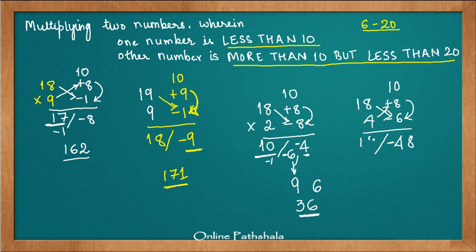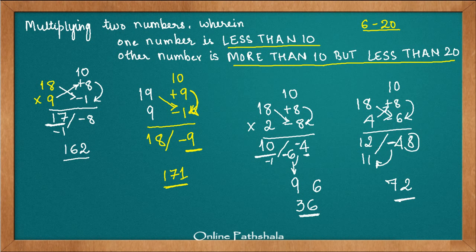Now our first step is to take this number 8 and subtract it from 10. So 10 minus 8 gives me 2, and this number needs to be subtracted from 1, so you get an 11 here. But because we have this minus 4 here, that also needs to be added. So 11 when added to minus 4, we have 7. So 18 into 4 would give you 72.